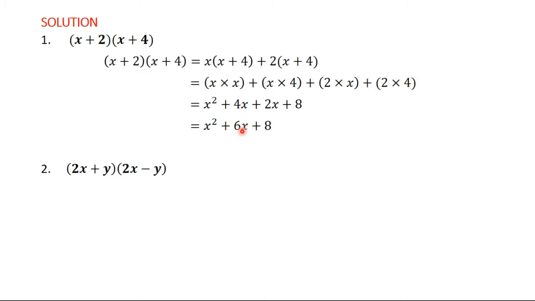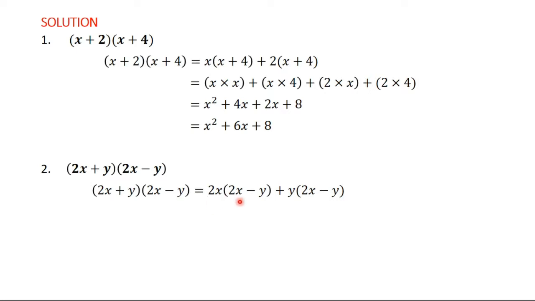We have 2x plus y in one bracket, then 2x minus y in another bracket. So just as we did in this case, we take what is in the first bracket, the first term here, we distribute it over everything here. Then we take the second term and distribute it over everything here. So the first term is 2x. So 2x times everything in the second bracket, which is 2x minus y. We take the second term, plus y, times everything in the second bracket, which is 2x minus y.